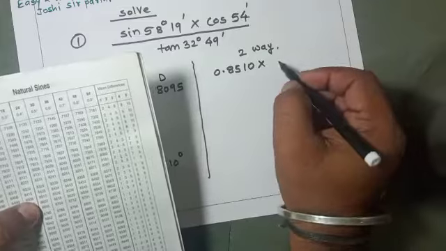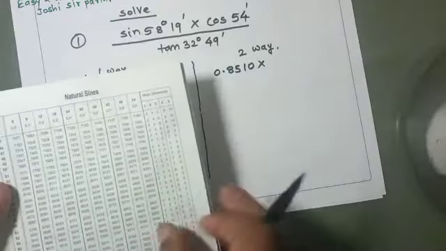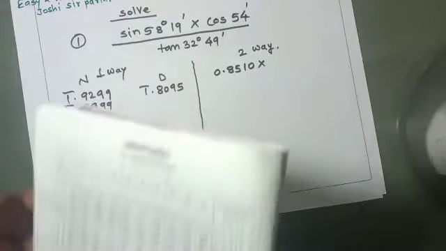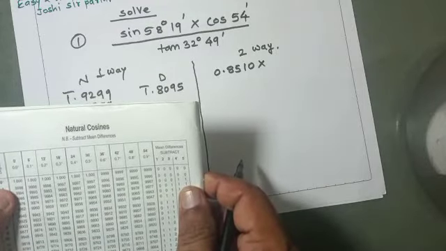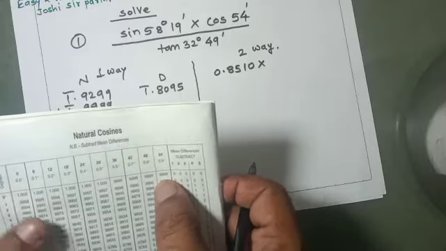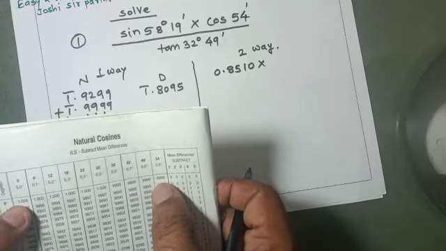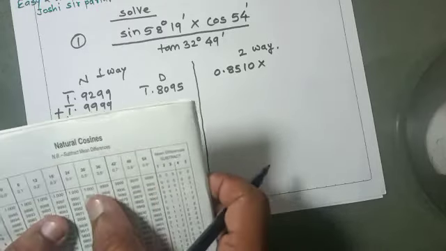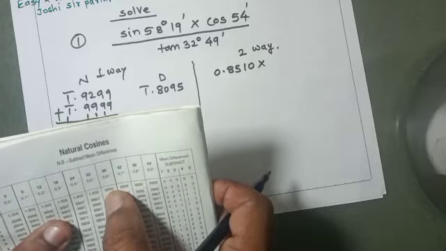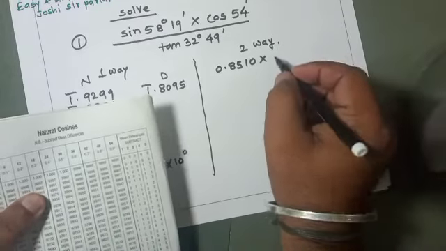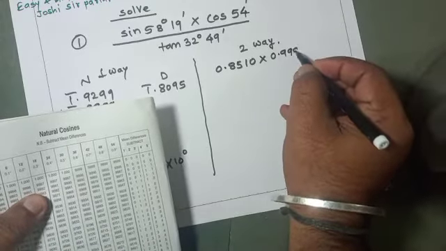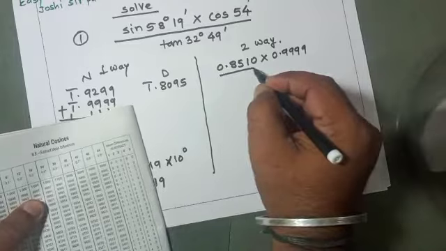0.8510. So for cos 54 minutes, when we look at natural cosine, 54 minutes it will be 0.9999. So here 0.9999 divided by tan 32 degrees 49 minutes.